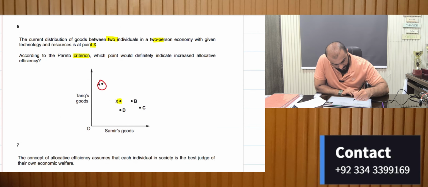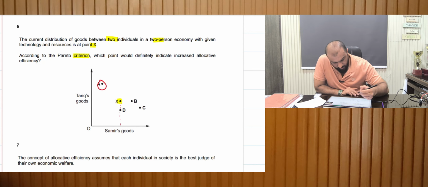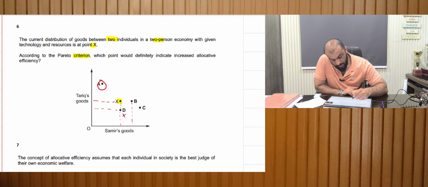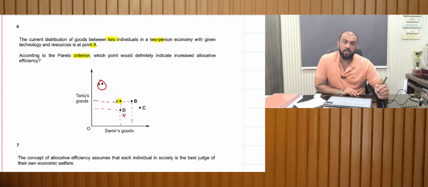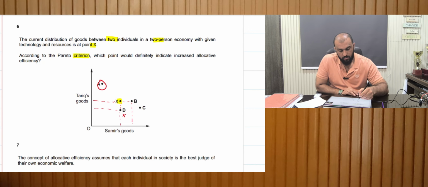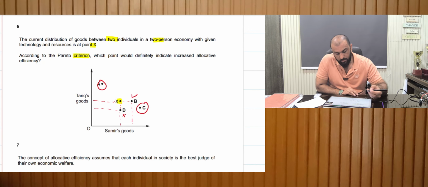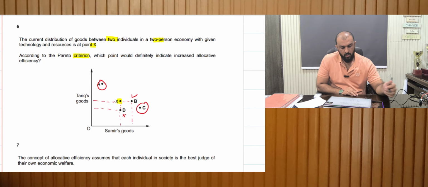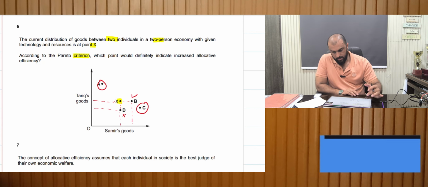Now let's look at D. Samer is the same, but Tariq's production has decreased, right? So D is not the answer. B, Samer has improved and Tariq remained the same. He is not worse off, right? So B is the right answer, and C obviously is incorrect because Tariq is now worse off, right? So B is the right answer.